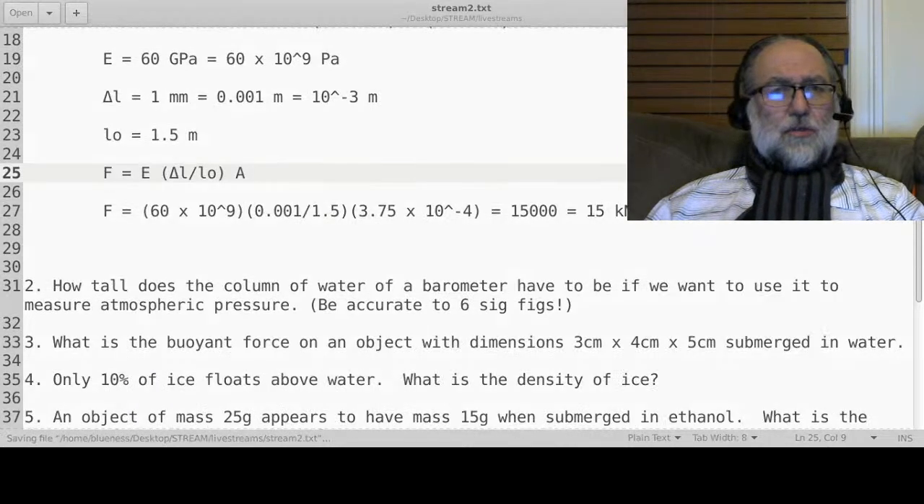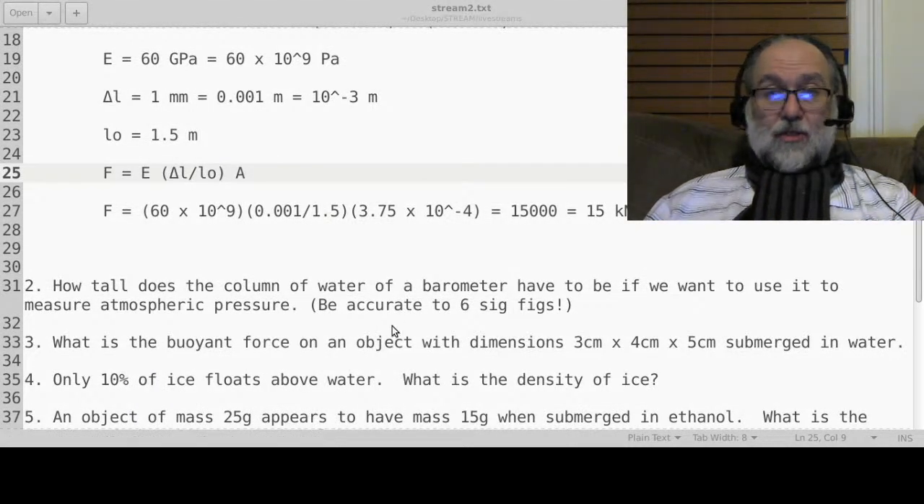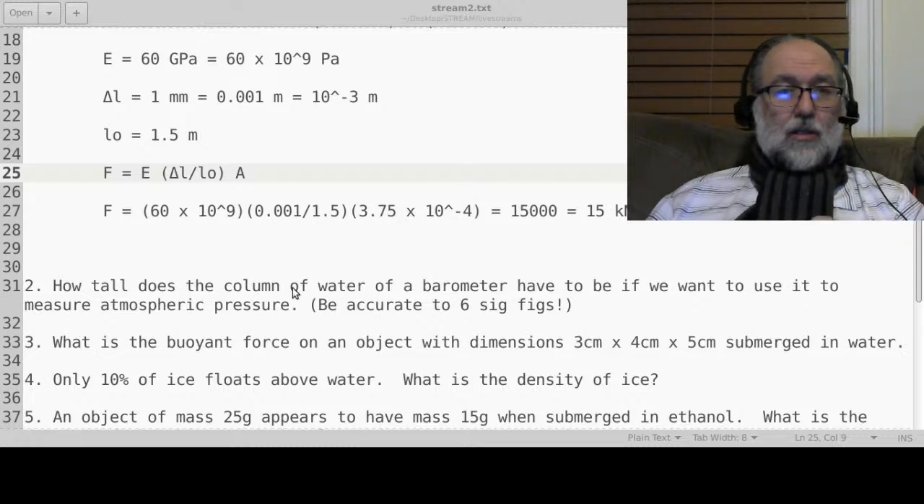So now we're going to switch to fluids. How tall does the column of water of a barometer have to be if we want to use it to measure atmospheric pressure?